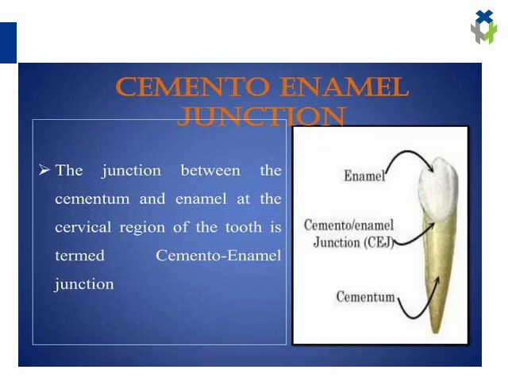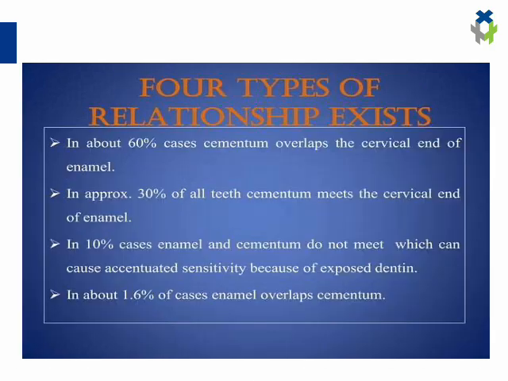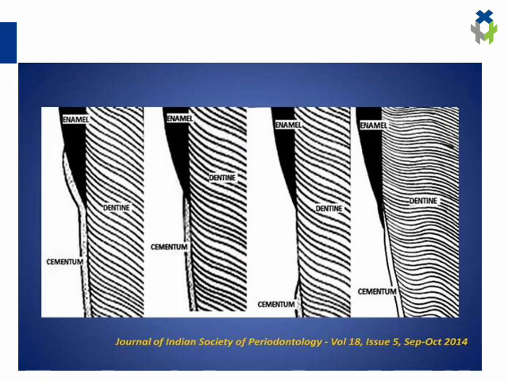Cemento-enamel junction. The junction between the cementum and enamel at the cervical region of the tooth is termed the cemento-enamel junction. Four types of relationship exist. In about 60% of cases, cementum overlaps the cervical end of enamel. In approximately 30% of all teeth, cementum meets the cervical end of enamel. In 10% of cases, enamel and cementum do not meet, which can cause accentuated sensitivity because of exposed dentin. In about 1.6% of cases, enamel overlaps cementum. This is a pictorial diagram of the various relationships of the cemento-enamel junction.